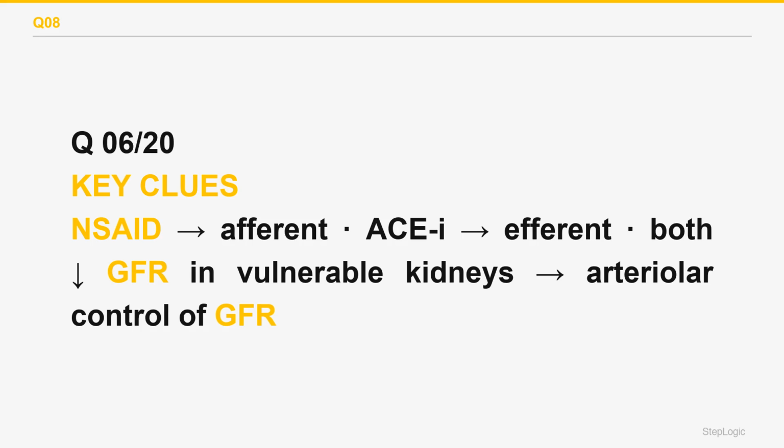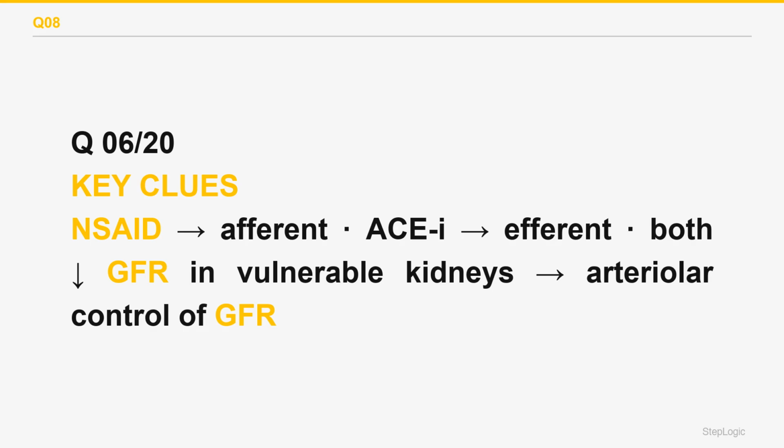Glomerular filtration rate depends on the pressure gradient set by the afferent and efferent arterioles. Prostaglandins normally dilate the afferent arteriole, maintaining inflow. NSAIDs block prostaglandin synthesis, so the afferent arteriole constricts, reducing flow into the glomerulus and lowering GFR, dangerous in a kidney already dependent on prostaglandins.